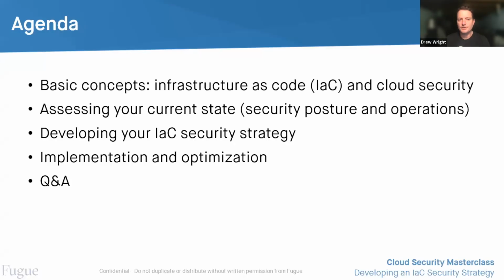Josh is going to cover some basic concepts about infrastructure as code, cloud security, things like policy as code, shift left, etc. And then we're going to get into the steps for developing your cloud infrastructure as code security strategy, assessing your current state, etc. And then we'll touch on some implementation and optimization, and get to your Q&A at the end. But as Sivia said, if you have questions or comments at any time during this presentation, please do pop those into chat, and I'll make sure that we address those with Josh.